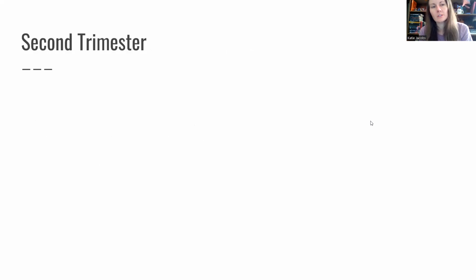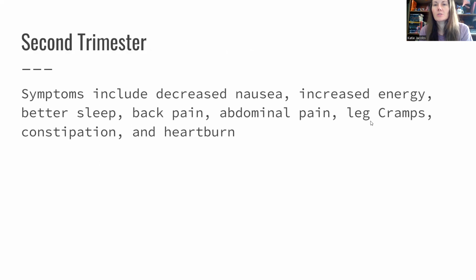We also have the second trimester of pregnancy. Symptoms include decreased nausea, increased energy, better sleep, back pain, abdominal pain, leg cramps, constipation, and heartburn. This is actually the best of the trimesters.